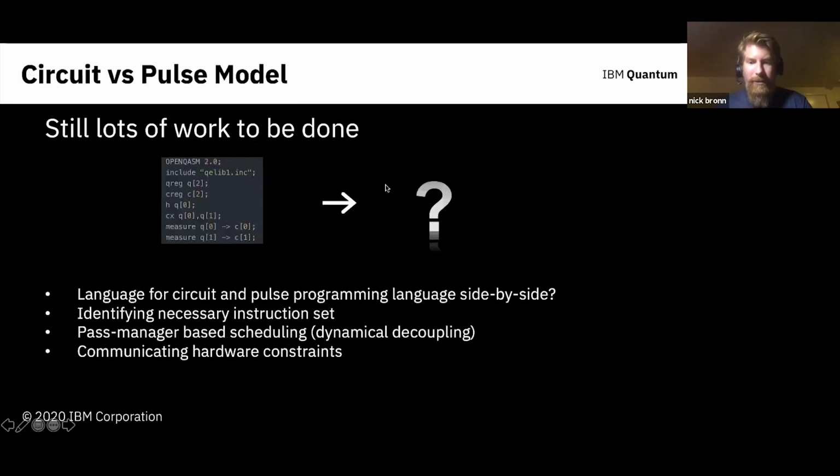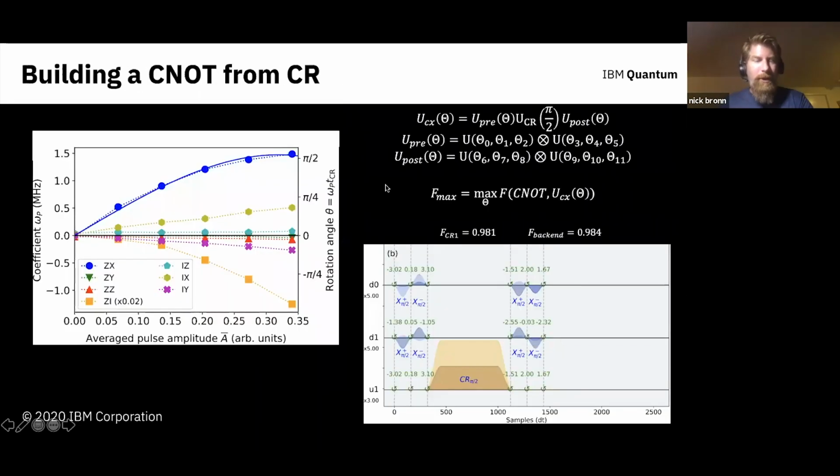And then we can characterize that. In fact, some of what we do is called Hamiltonian tomography, which consists of applying a larger and larger cross resonance pulse and then rotating around the Bloch sphere so that you can get an average.